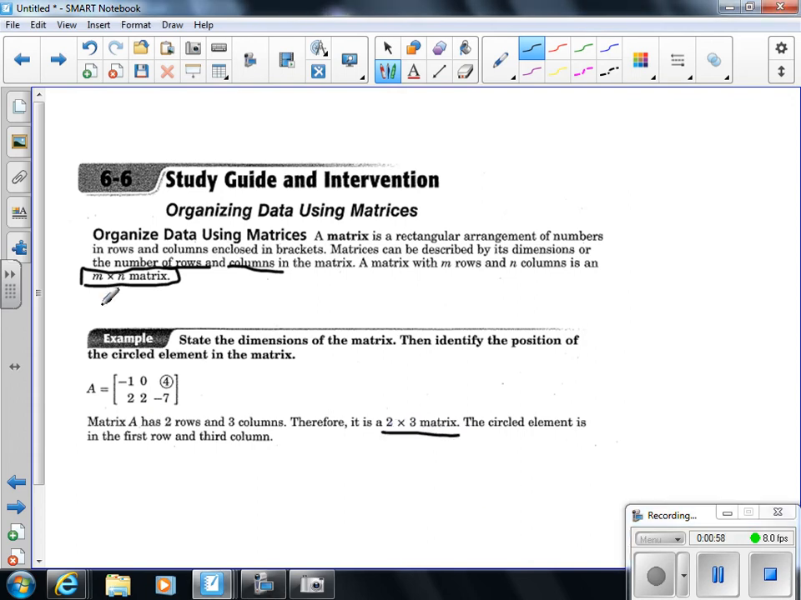The circled element is in which row? First row, third column. And that's the way you state it. It's first row, third column. It's kind of like where you're seated in the classroom.